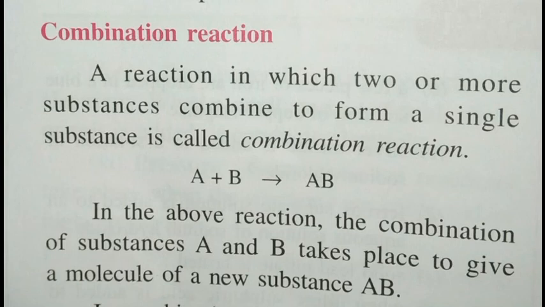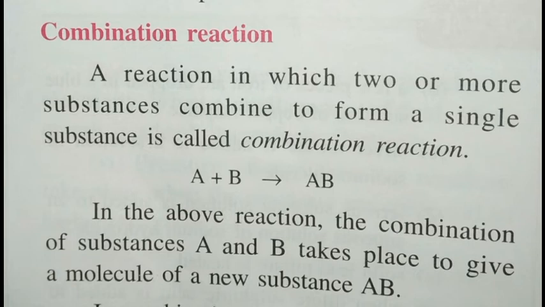Now let's learn more about combination reaction. A reaction in which two or more substances combine to form a single substance is called combination reaction. Here, two or more substances combine to form a single substance. One example is given here. When A and B combine together, we will get AB. AB is a single substance.